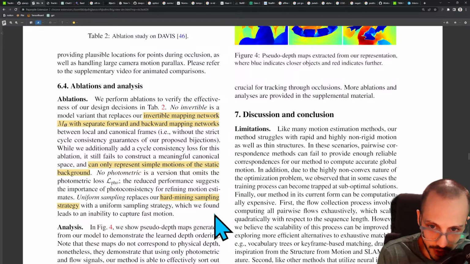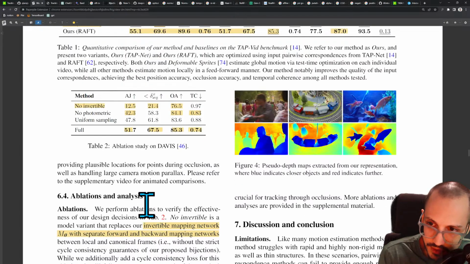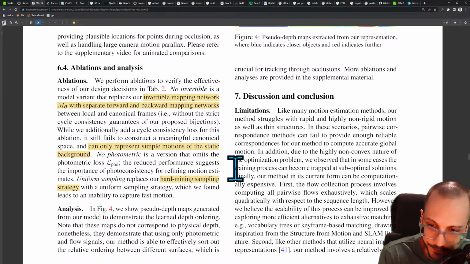in a less uniform training batches. So uniform sampling here actually means imbalanced training batches. And you can see that it actually doesn't matter that much either.